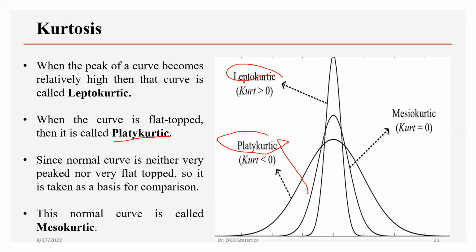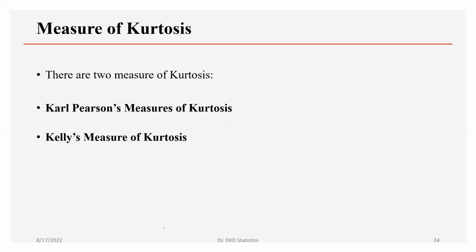Since the normal curve is neither very peaked nor very flat topped, it is taken as the basis for comparison, and it is known as mesokurtic. There is a spelling mistake here, there is no I, we say mesokurtic. This normal curve is called mesokurtic. And there are two measures of kurtosis: Karl Pearson's measure of kurtosis and Kelly's measure of kurtosis. We need to understand these two.